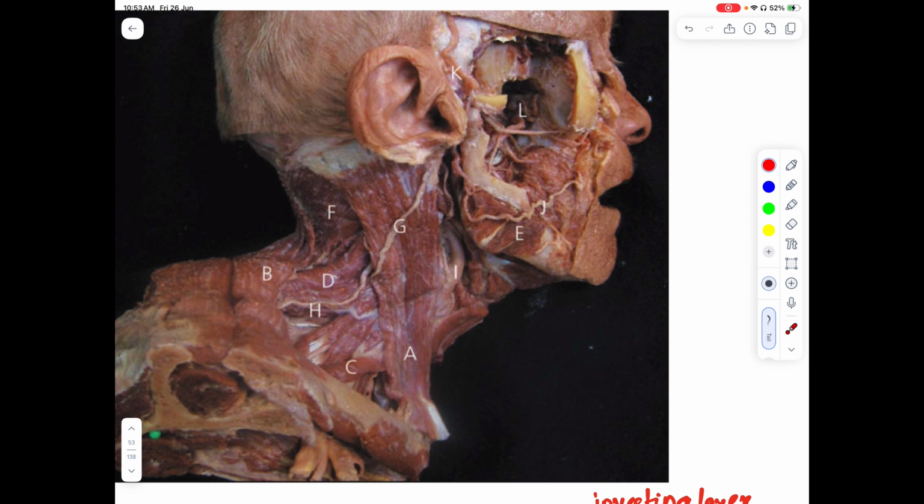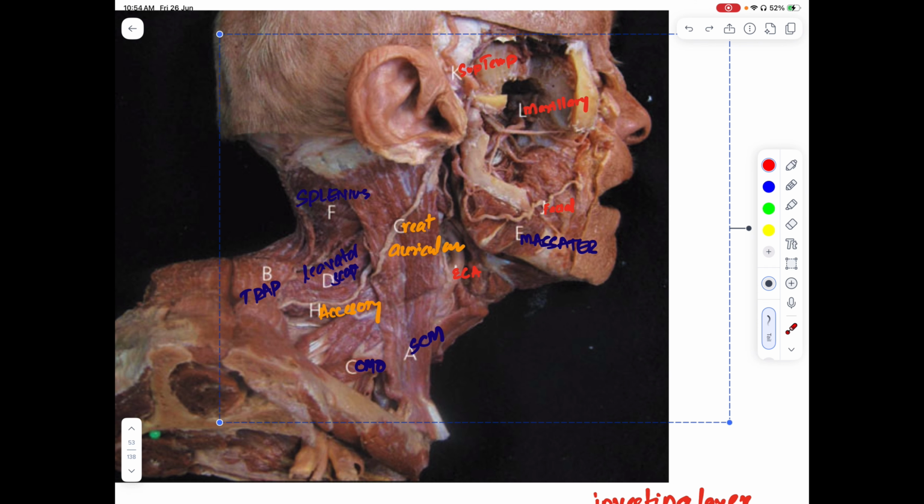So there has to be anterior radius. Then D is a muscle, levator scapulae. So the D muscle is levator scapulae, and then E is a masseter. This one is masseter.